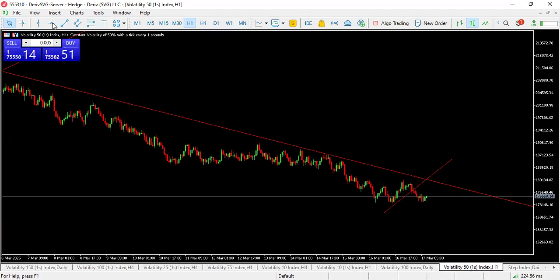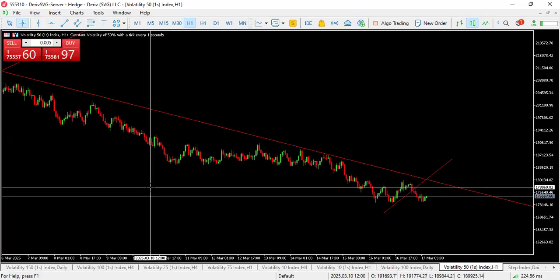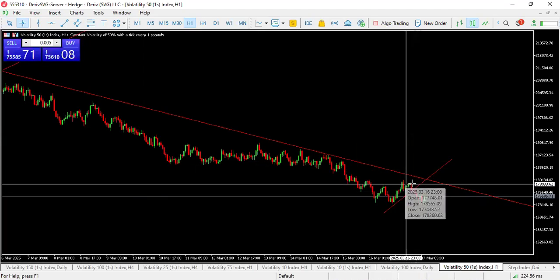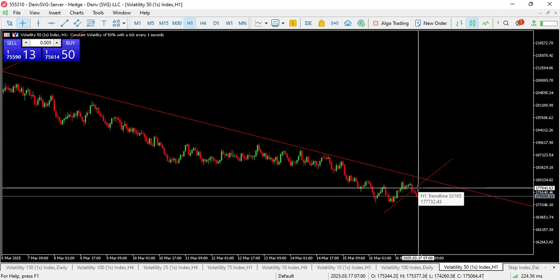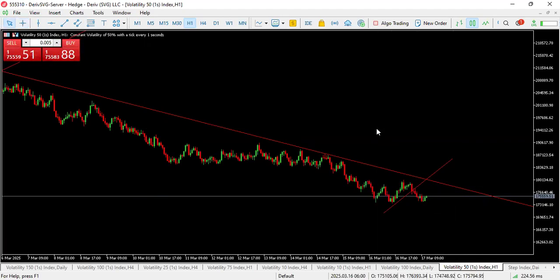Maybe your stop loss would have been up here. Your stop loss would have been above here because you are selling from this point. You allow this breakout and retest here, and then your stop loss would have been a little bit above, and then you ride down with the trend. Take your profit in the next zone.